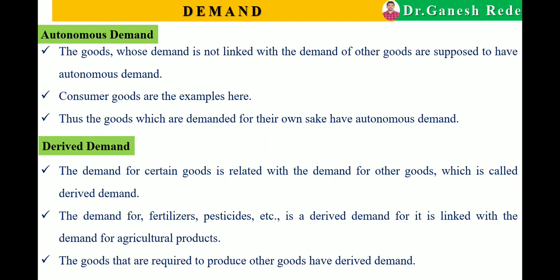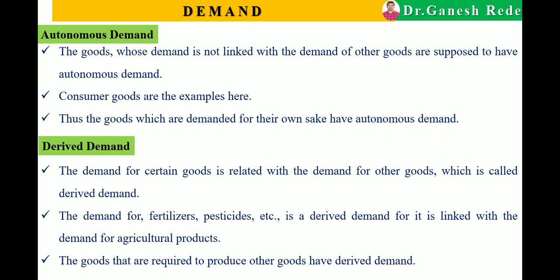Then the last two are autonomous and derived demand. These are also types or kinds of demand. The goods whose demand is not linked with the demand of another good are said to have autonomous demand.